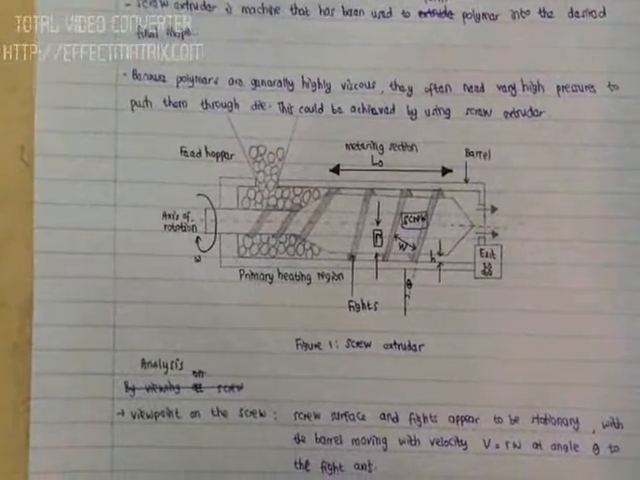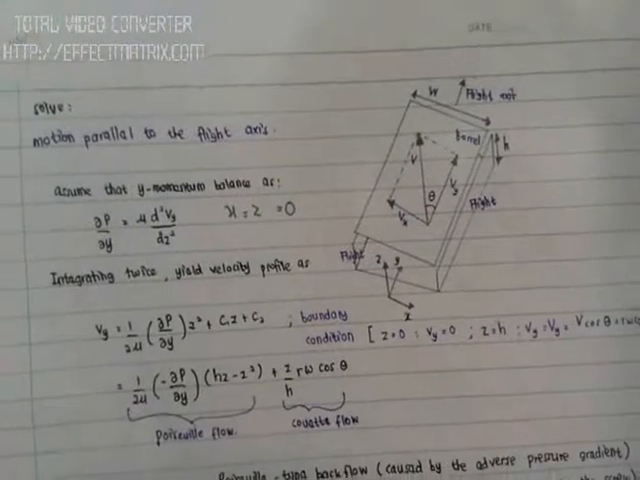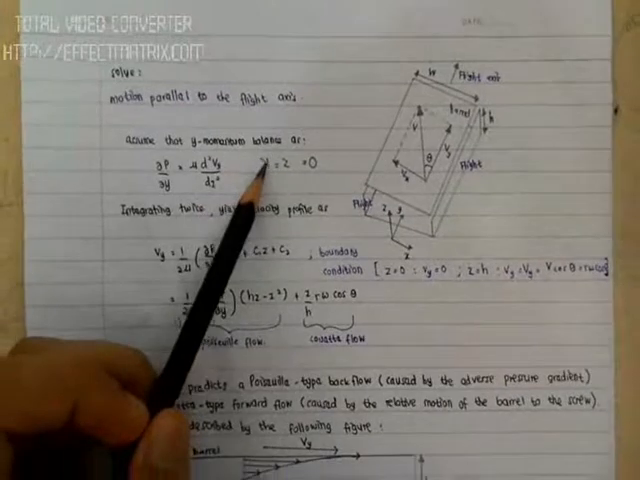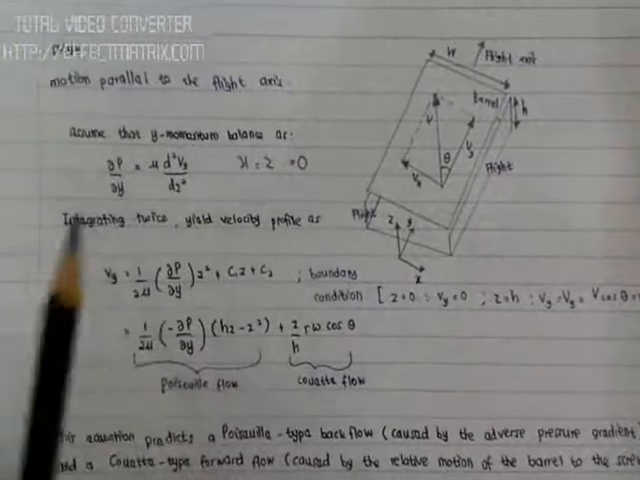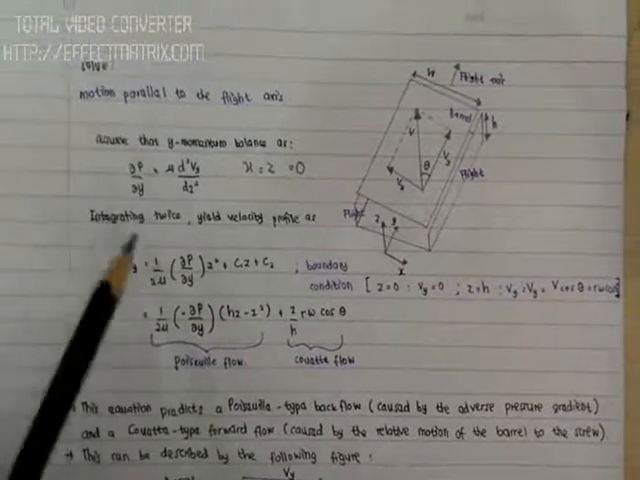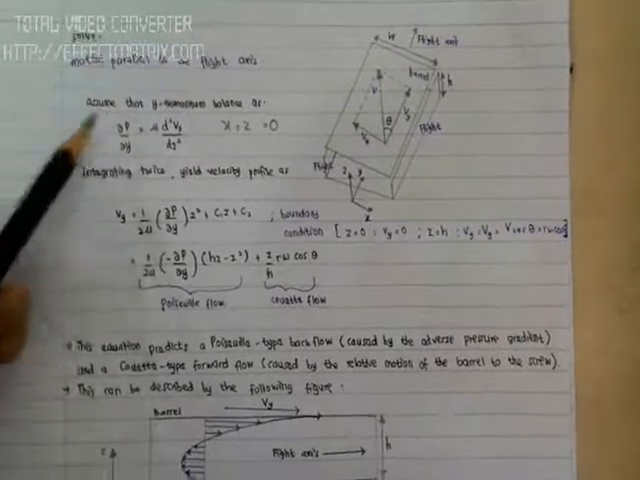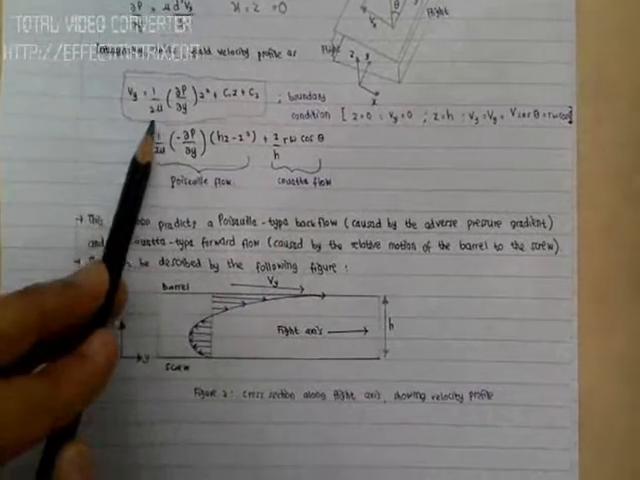For the analysis, we can view from the screw. When we analyze from the screw, the figure will be like this. We assume that the velocity in the x-axis and z-axis is equal to 0. So there is only a pressure difference in the y direction. When we integrate this equation, we can yield the velocity profile like this. This is the velocity profile.